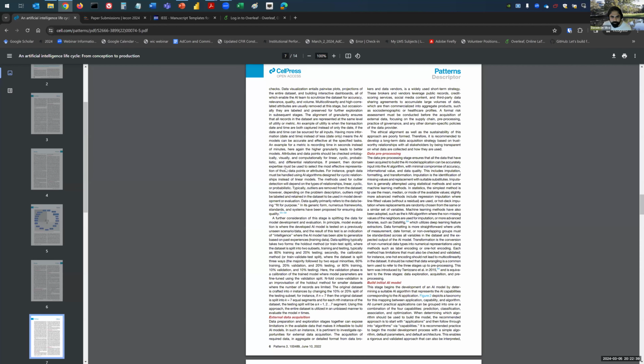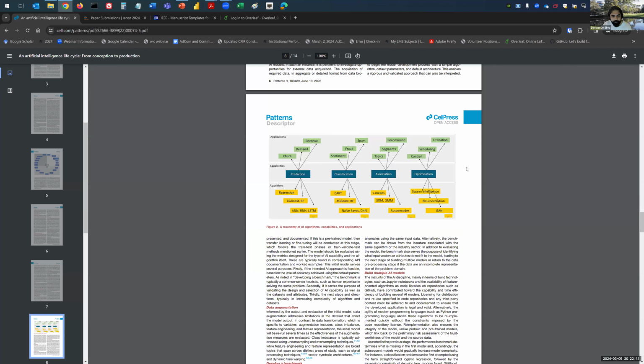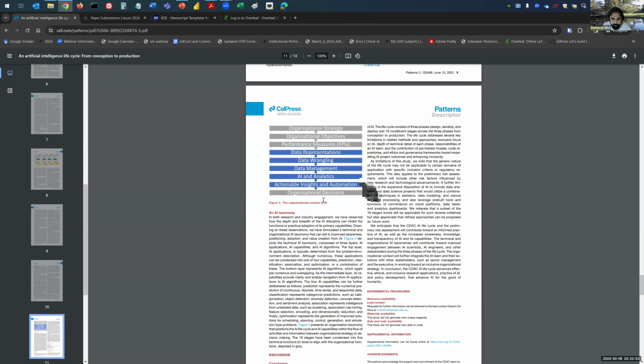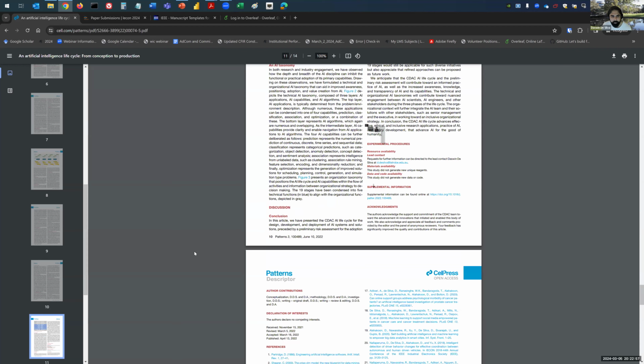There's also the AI capabilities. So this doesn't have generative AI, interesting. Prediction, classification, association, optimization. Yeah, and also something of an organizational practice and AI taxonomy. So I'm going to leave that with you, and you can have a look at it later.